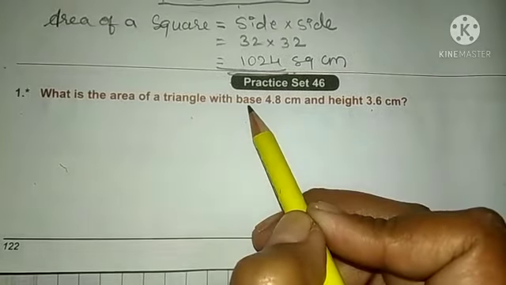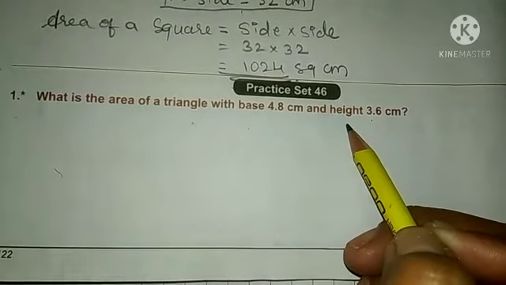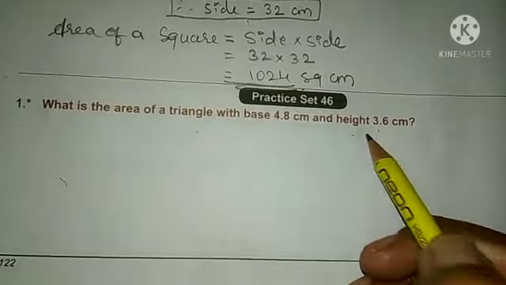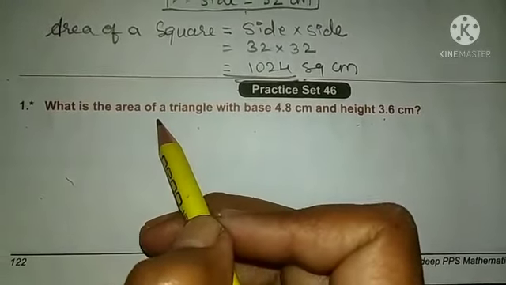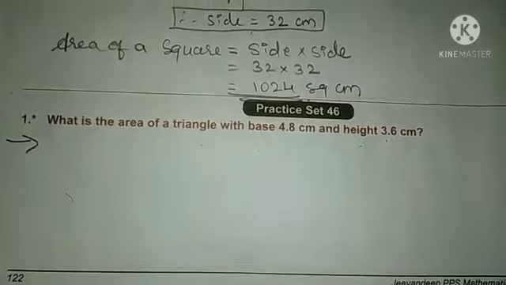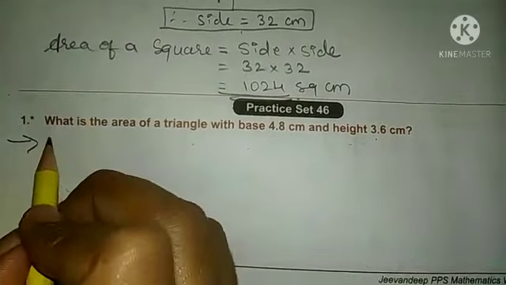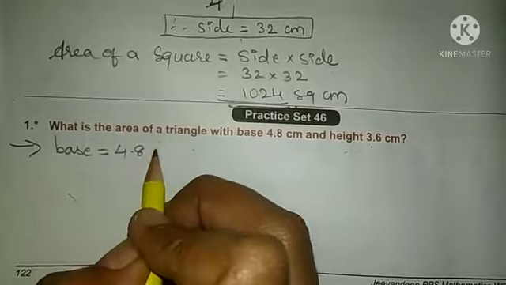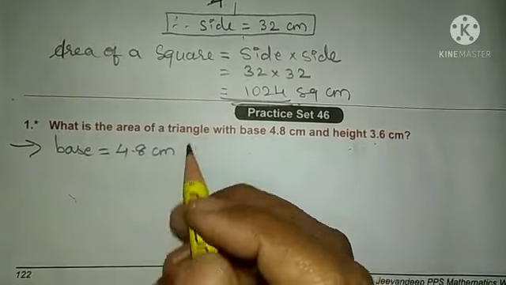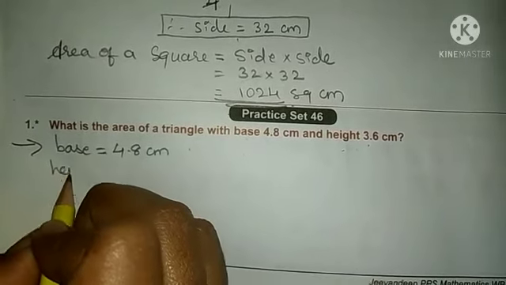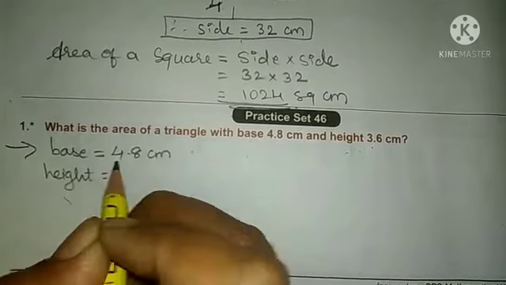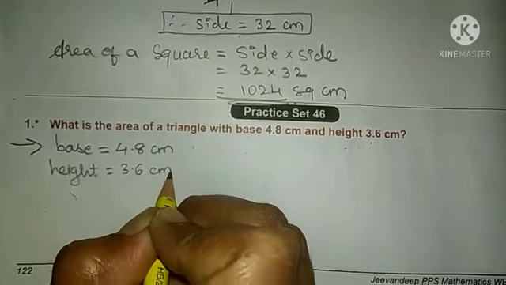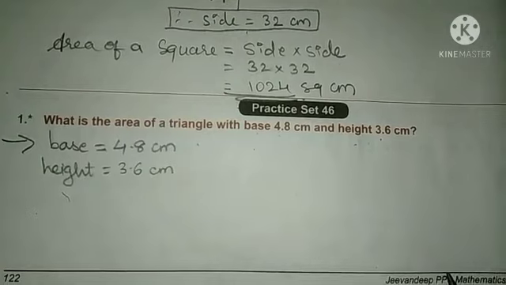So we have the base as well as the height. With the help of this base and height we can find out the area of a triangle. So see how you will find it. First of all we will write down what is given in your question. Here your base is given, that is 4.8 centimeter, and height is given, that is 3.6 centimeter. Clear? Now what you will do?